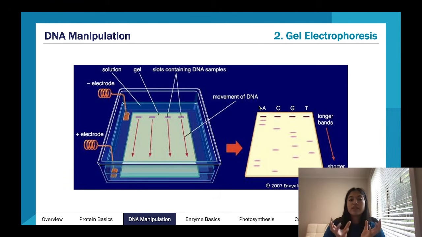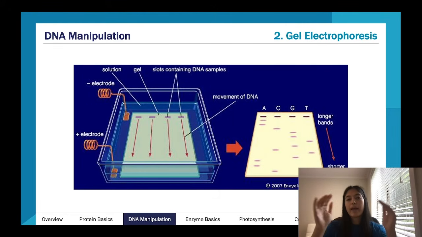So think of this jelly basically like a sponge. There's little porous holes. So if you are a tiny short piece of DNA, you find it easy to just weave in through these holes and wiggle through, and you get to the end really quickly. If you are a longer piece of DNA, you are going to move through these holes a little bit slower because there's more of you to get through. So therefore you're not going to travel as far. And that's what the separation is.